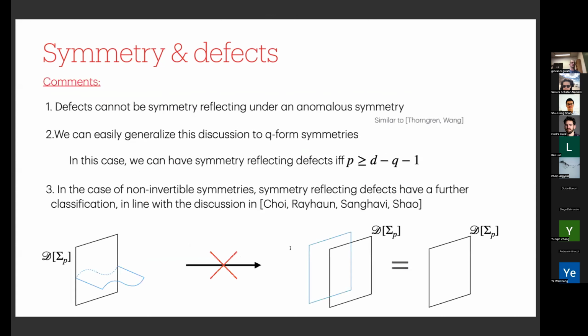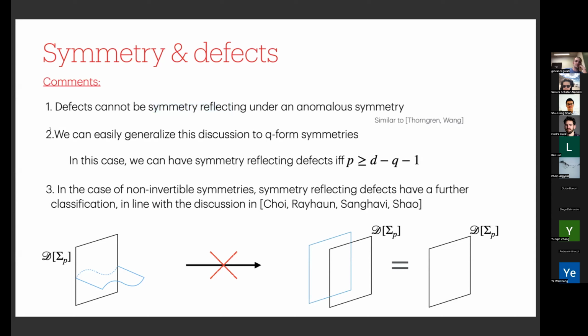Okay, so let me make some final comments on these symmetry reflecting defects. The first comment is that a defect can never be symmetry reflecting under an anomalous symmetry. And this is very similar to the statement that boundary conditions cannot be symmetric under anomalous symmetries. Just the fact that the symmetry cannot end on something if it is anomalous.